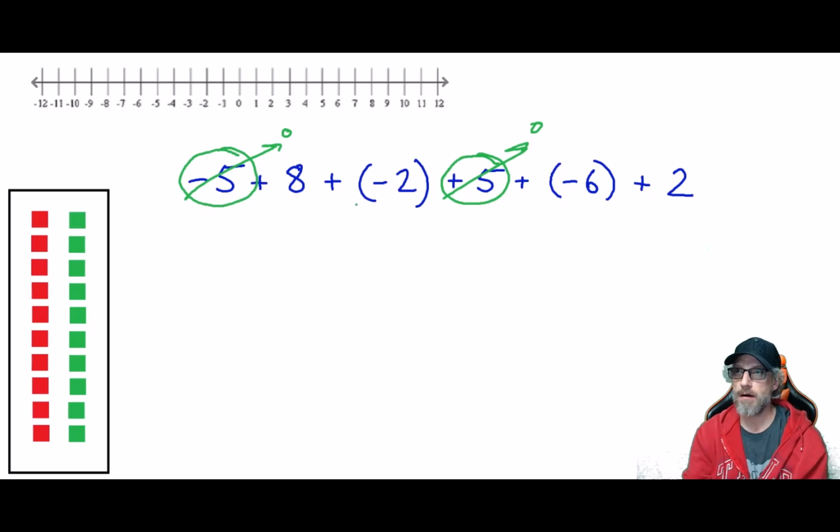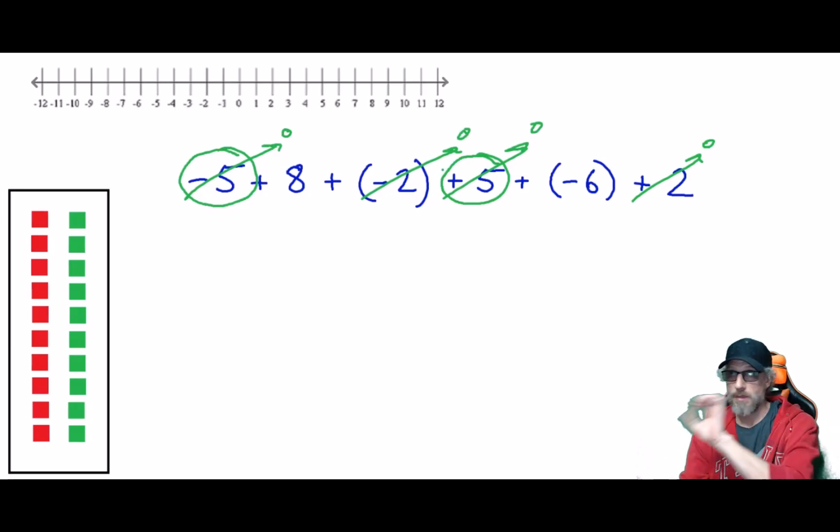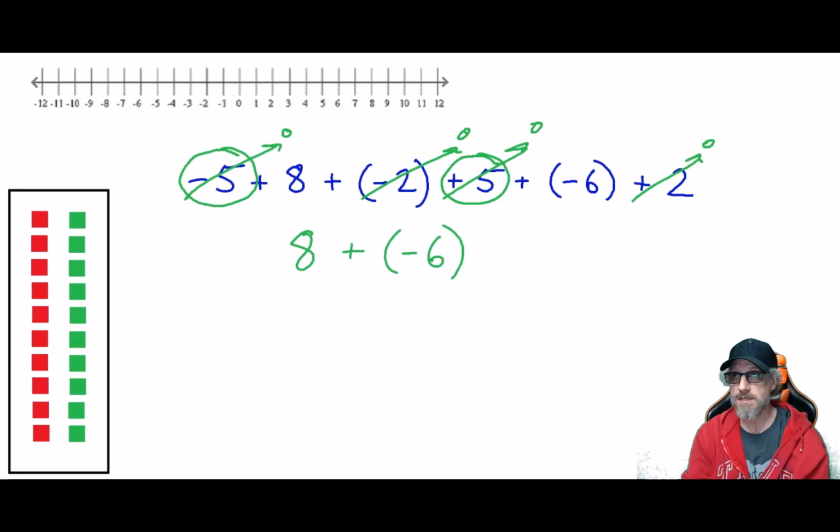I see another pair. Here's a -2 with a +2, also 0 out. So looking at pairs, you can pull them in any order. That's helped clean this problem up a lot. We're left with a +8 plus -6. So let's go to one of our 3 concepts.